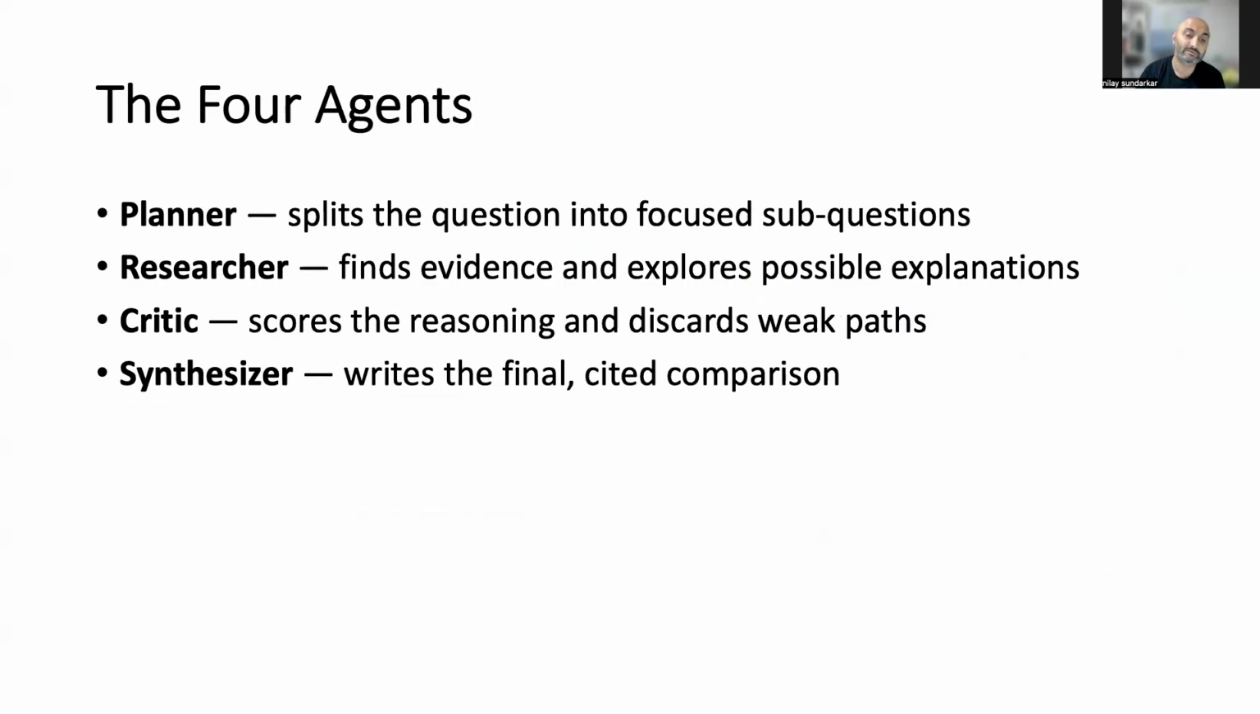Let me quickly introduce the four agents by their jobs. The planner splits the big question into focused pieces. The researcher finds evidence and explores different possible explanations. The critic scores that reasoning and throws out the weak parts, and the synthesizer writes the final cited answer. I deliberately kept it to four. Adding more agents would have added complexity and coordination cost without actually making the answers more reliable.